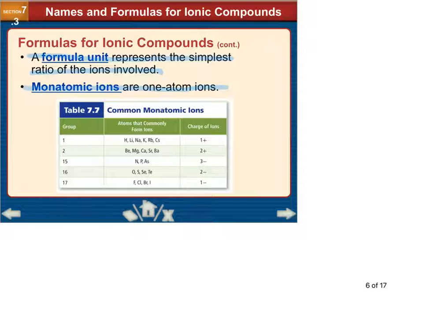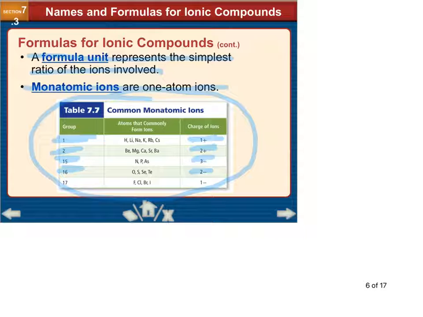So all these things are some of our common monatomic ions. Group 1 is plus 1, group 2 plus 2, group 15 is minus 3, group 16 minus 2, group 17 minus 1 are our typical charges. You will need to know the information in this chart.